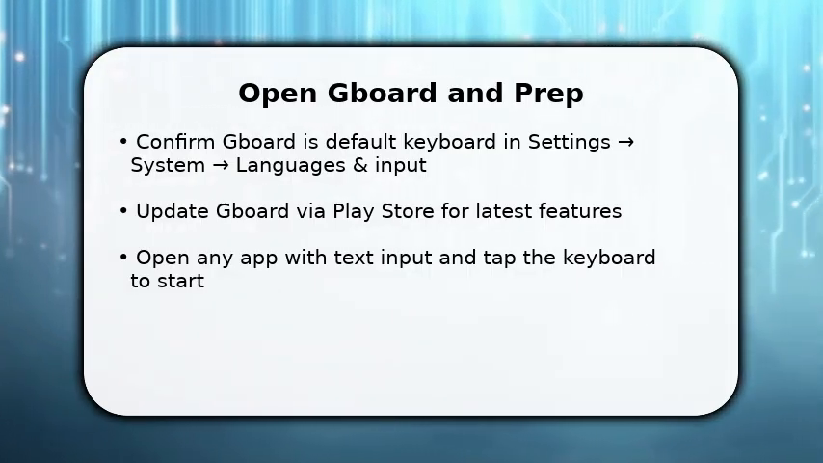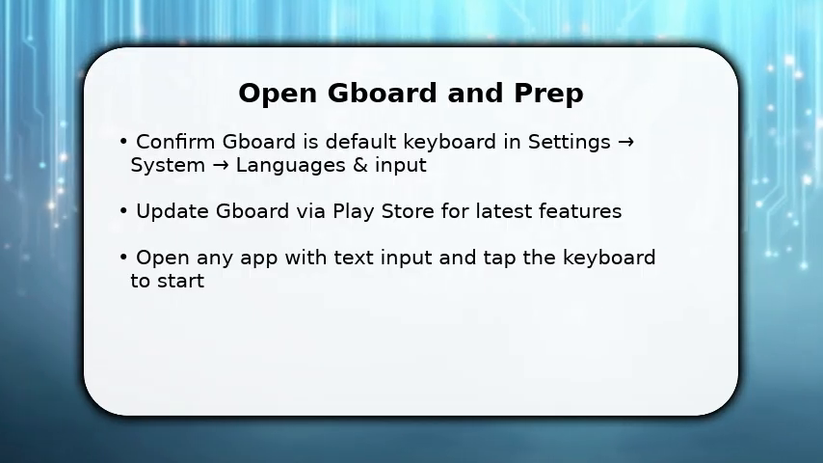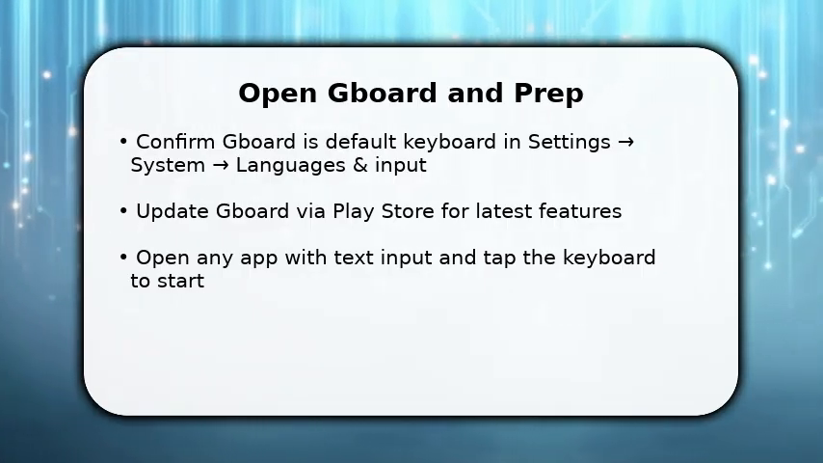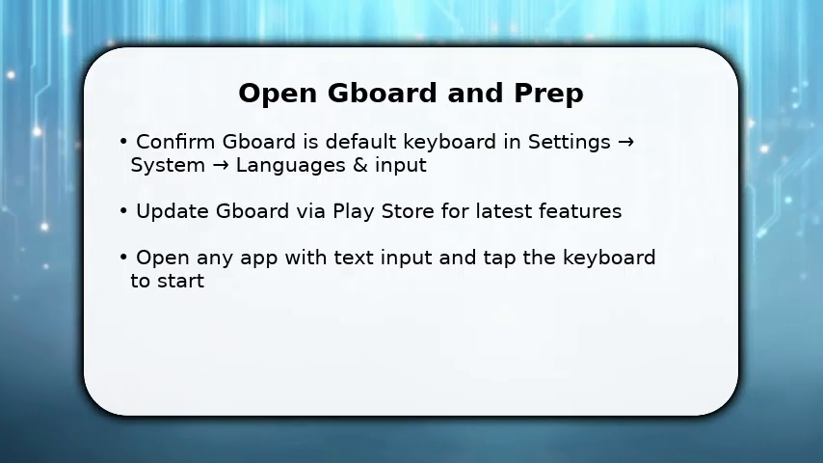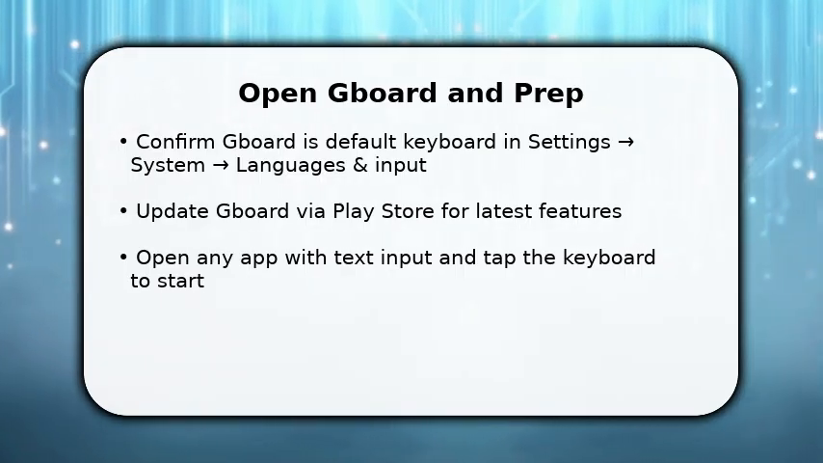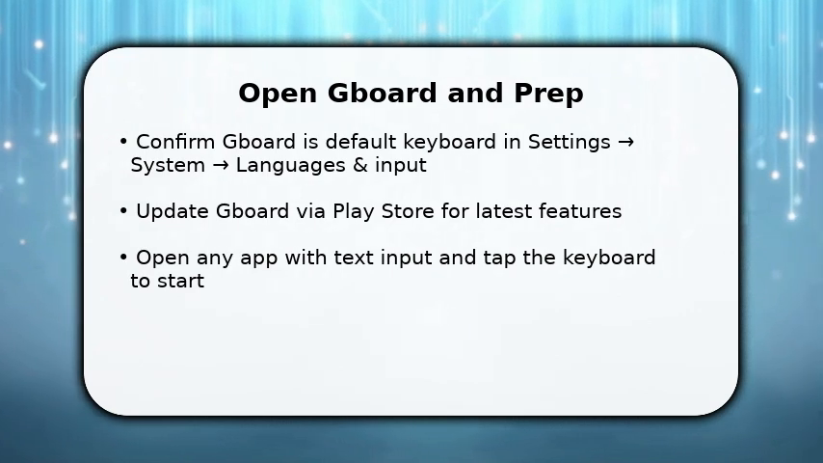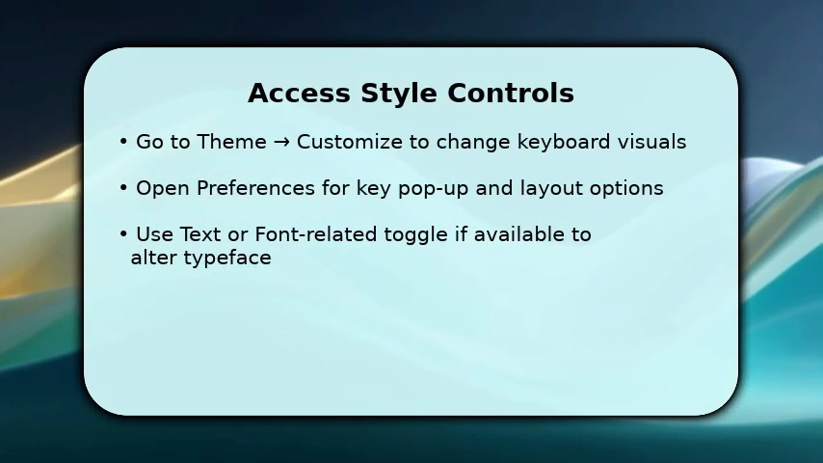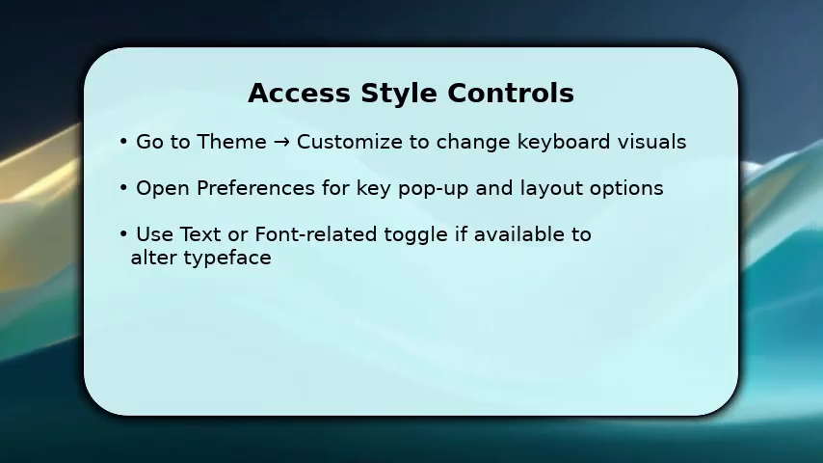Make sure you're in the Gboard main settings screen. This gives immediate access to theme and preferences where the visual and text appearance controls live. Now navigate to Theme and choose Customize to change keyboard colors and key shapes. This can subtly affect perceived font clarity.